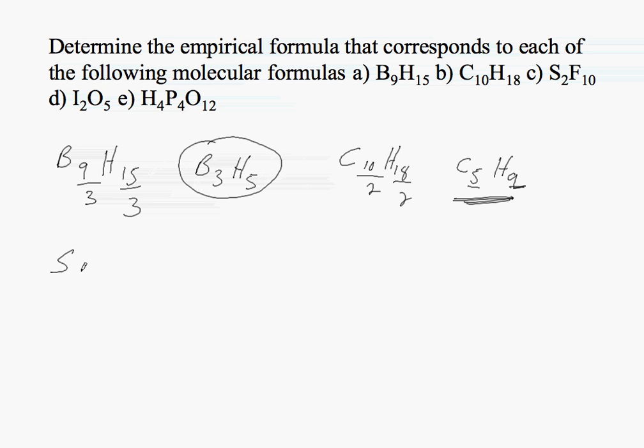We have S2F10. Is there a number that can be divided into both 2 and 10? The answer is yes. We have 2. So the empirical formula would be SF5. Our next compound here is I2O5.